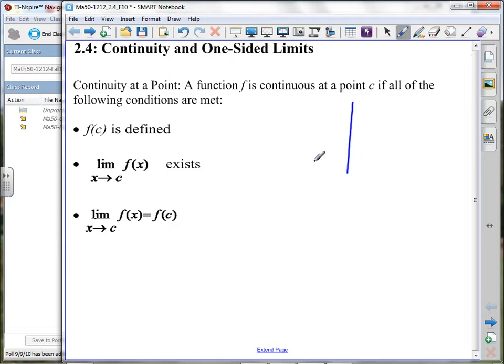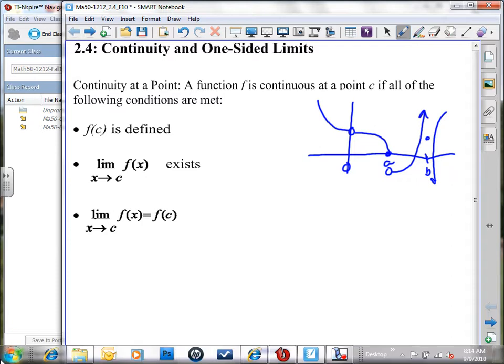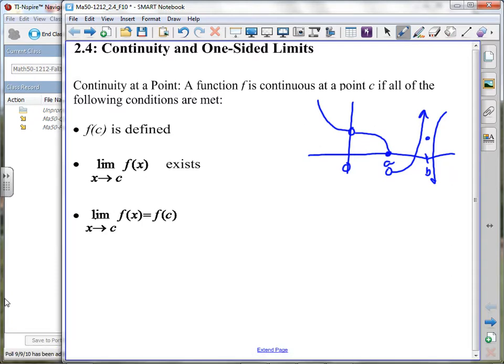If I do something like this, and we'll call this, well, we know that's at 0. We'll call this at A, and we'll call this at B here. Can you tell me, is that graph continuous everywhere? No. Why not? What is it that you're looking at that tells you that it's not continuous?